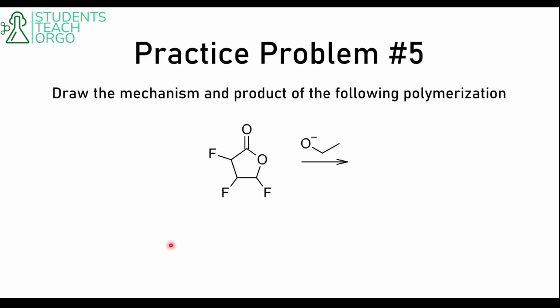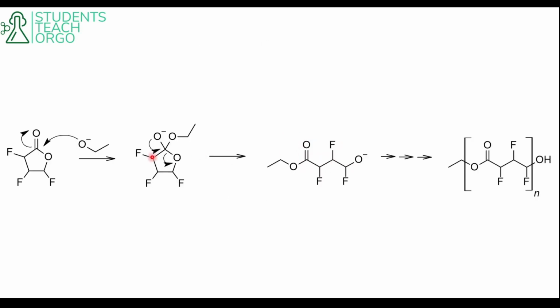All right, problem 5. Okay, so looking at this, we have our ester here, a lactone, cyclic ester, right? And this alkoxide. So going into the mechanism, the alkoxide will attack the lactone carbon, that ester carbon, and move one of the double bonds up.